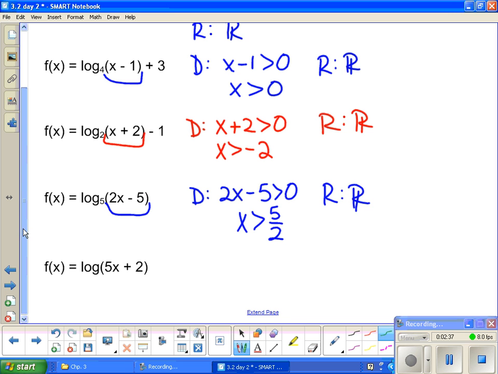And last but not least, again, same thing. 5x plus 2 has to be greater than 0 because I cannot take the log of a negative number. So x is greater than negative 2 fifths. My range will be all real numbers.